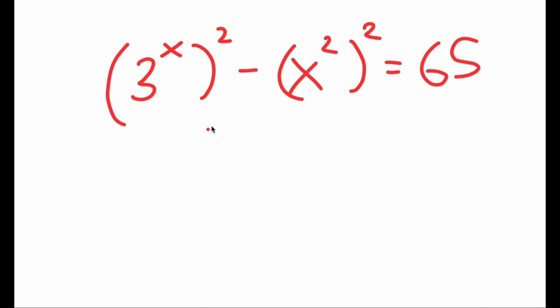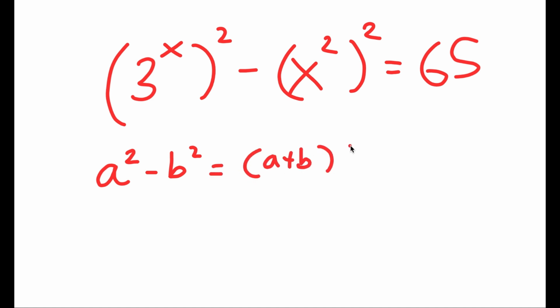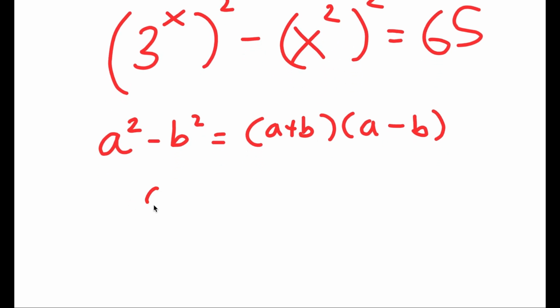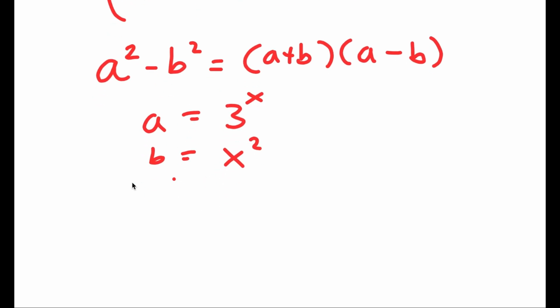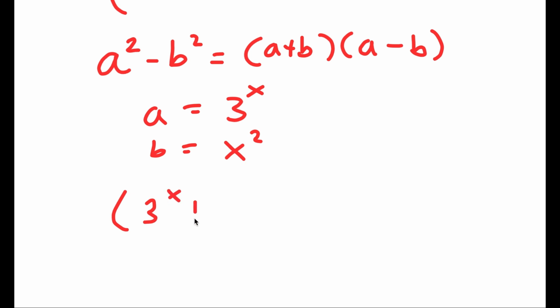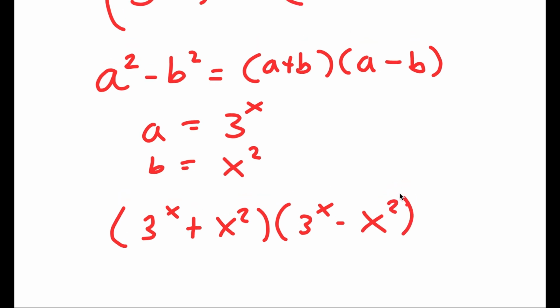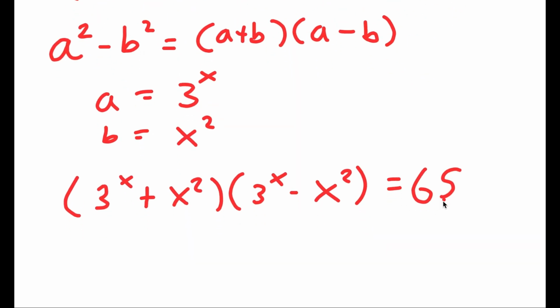Now from here, I'm going to use an important property of algebraic equations. So if I have something in the form a squared minus b squared, this is equal to a plus b times a minus b. So in this case, I have 3 to the power of x squared minus x squared squared, and we can think of a as 3 to the power of x and b as x squared. So this turns into 3 to the power of x plus x squared times 3 to the power of x minus x squared is equal to 65.